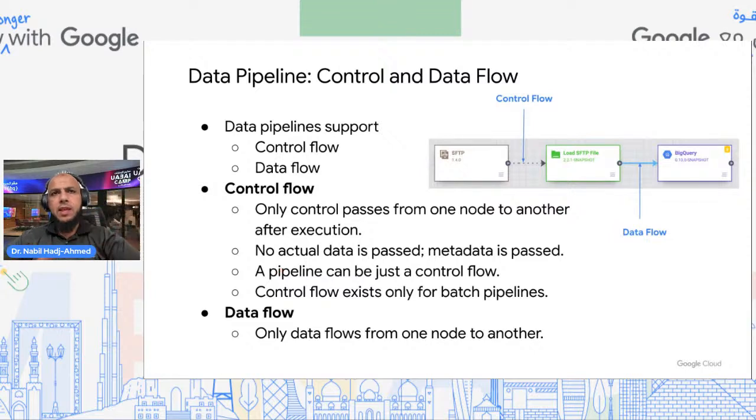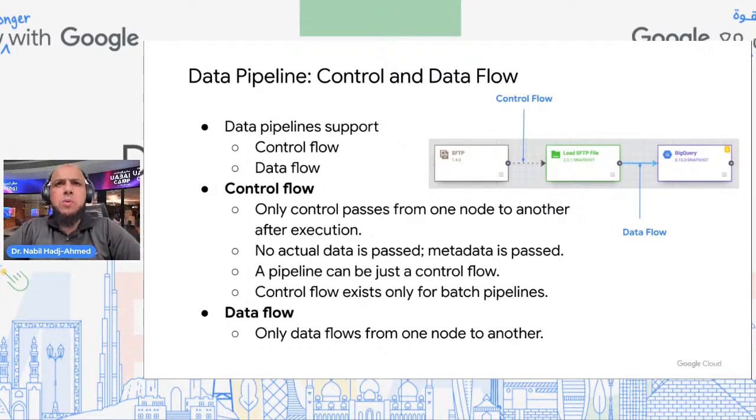And again, this is control and data flow. So this is another important concept in the data pipeline. We'll talk about that, and we'll jump into the console and create a pipeline after this one. So there are two types of flows when you create a data pipeline. One is called control flow, and the second is called data flow.